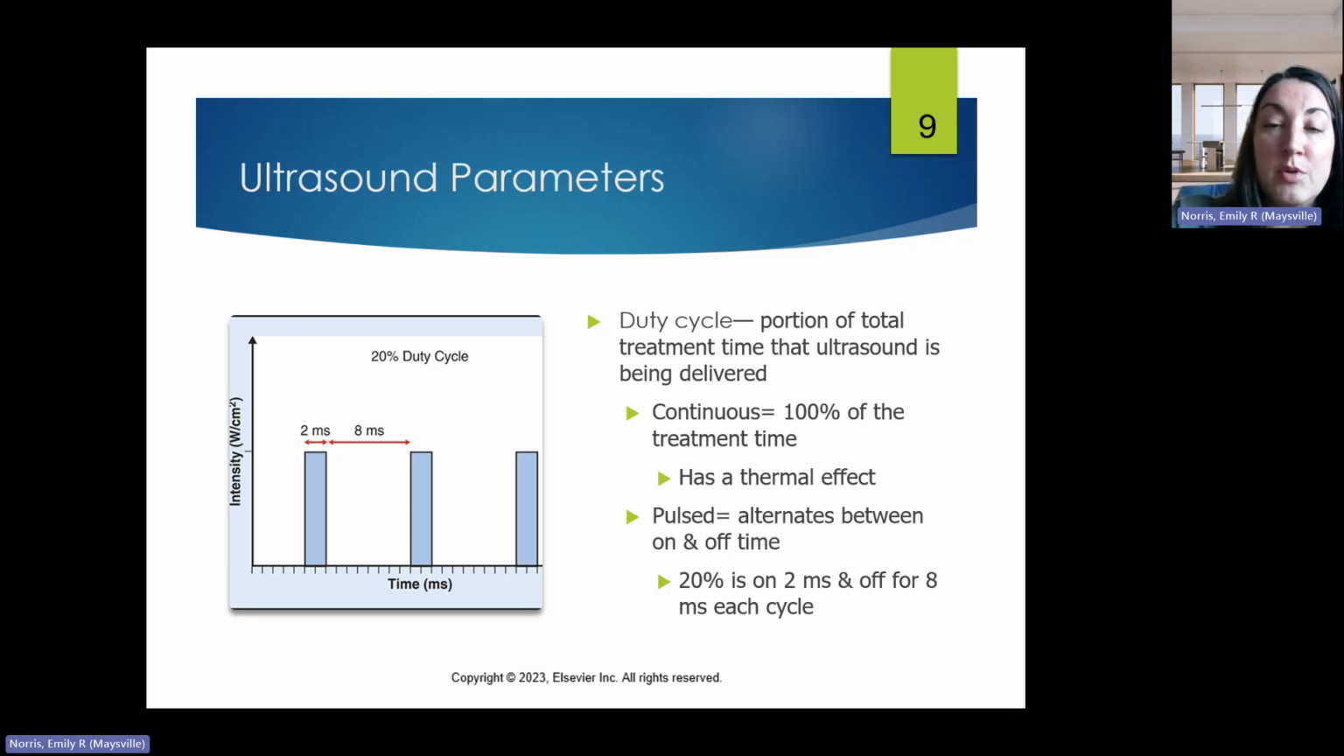So this keeps you from having as much of a thermal effect, but still gives you all the other benefits of the ultrasound.